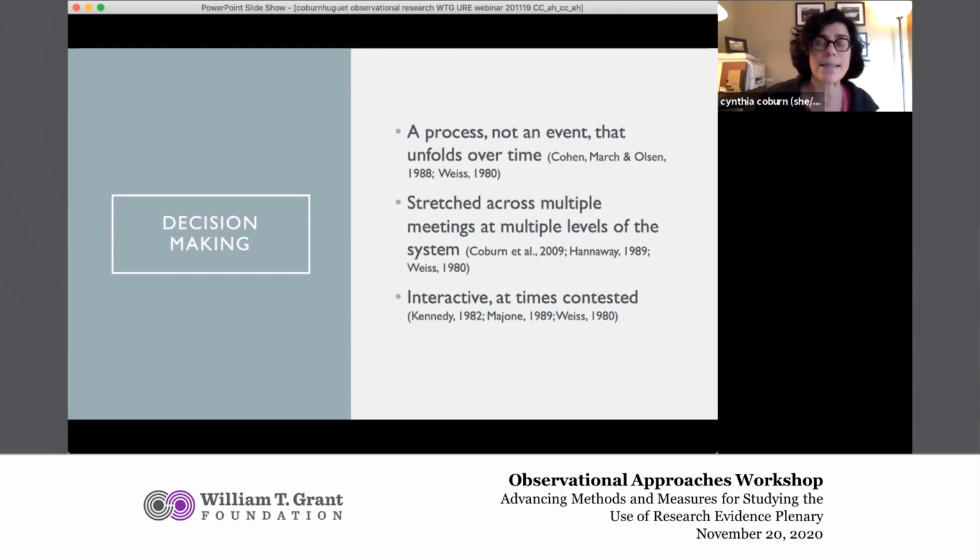Rather, it's a process that unfolds through many, many conversations, informal and formal, stretched across meetings at multiple levels of a system. And during those conversations, people come to understand what the problem is in their particular system, what they should be paying attention to, but also a range of solutions. And typically that range of solutions narrows over time in the context of these multiple conversations. It's interactive, therefore it involves negotiation, persuasion, and problem solving, and at times it's contested.